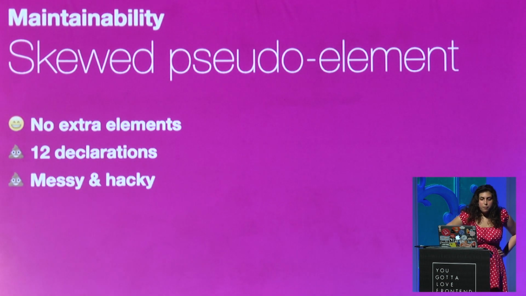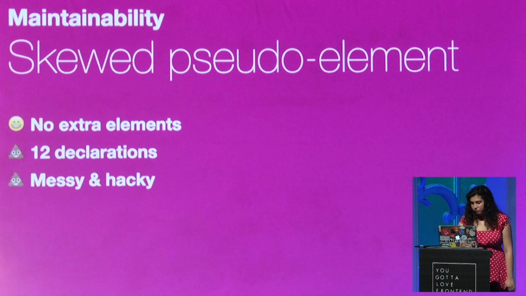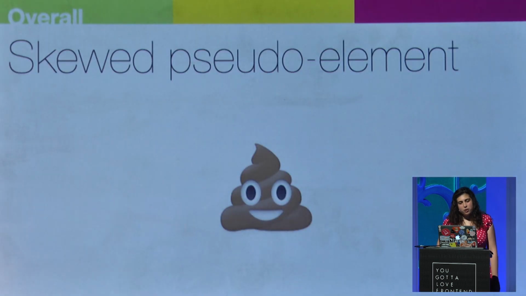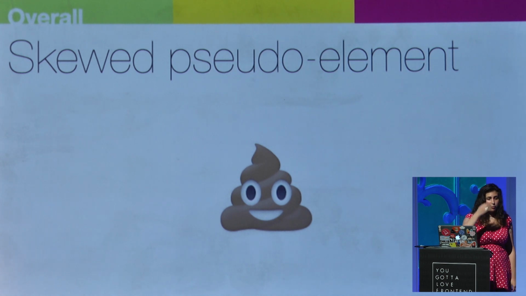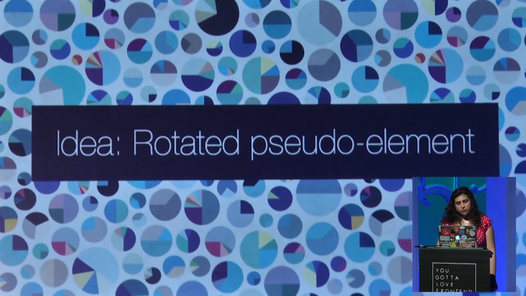I'm pretty sure you can already see that it's not very maintainable. I would not want to hand this in to another developer. I would feel embarrassed, it's so hacky. It's a lot of code to do a simple thing. But hey, we have no extra elements, so there's that. So overall, it's not a very good technique. But it was the first one I thought of when I wondered how I can make pie charts with CSS, so I thought it merited showing. Now let's move on to another idea.